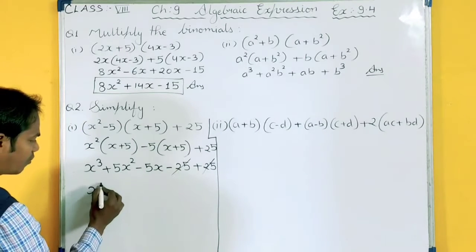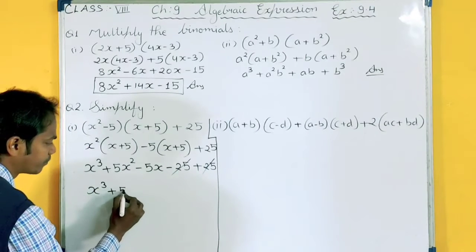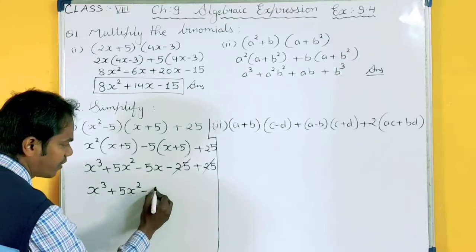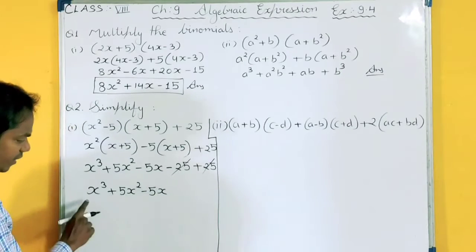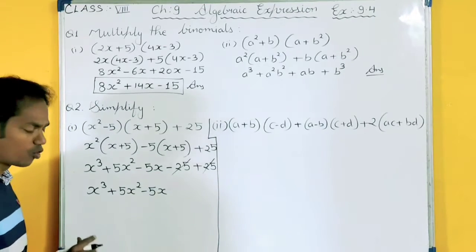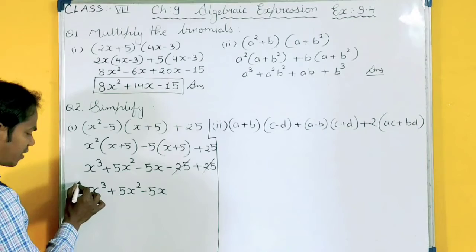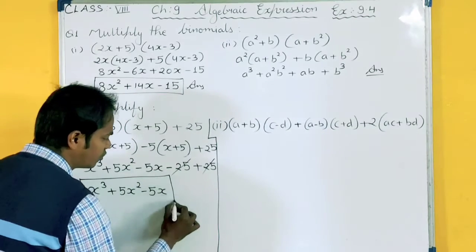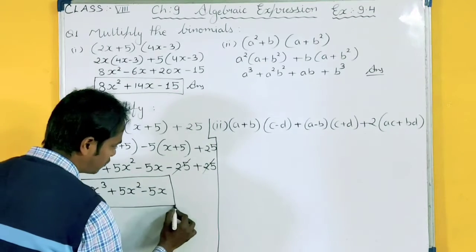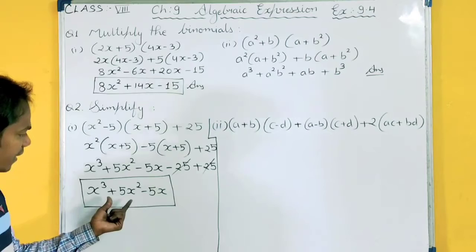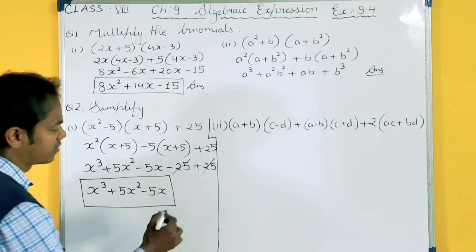So what is remaining now? x cube plus 5x square minus 5x. Can you see any like term here? No. All the three terms are unlike terms. So you cannot add and you cannot subtract. Okay? This is your answer.